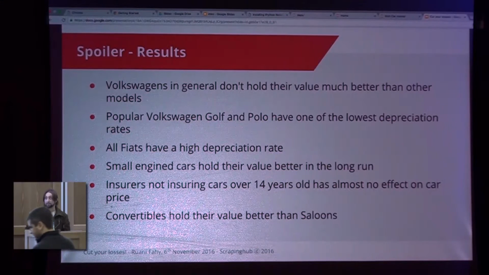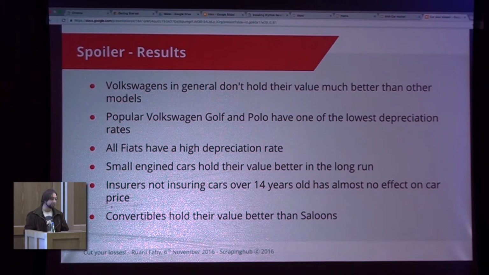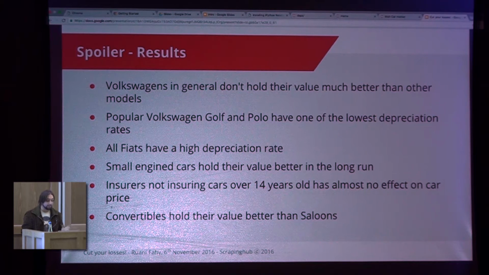So we're going to start with a spoiler for the results because they actually turned out to be not very interesting. They follow the general perceived view that Volkswagens supposedly hold their value. They don't hold their value any better than other brands in general, but particular Volkswagens, like Polos and Golfs, have some of the lowest depreciation rates of all cars. Fiats have a really high depreciation rate. They go down pretty much quicker than everything else.